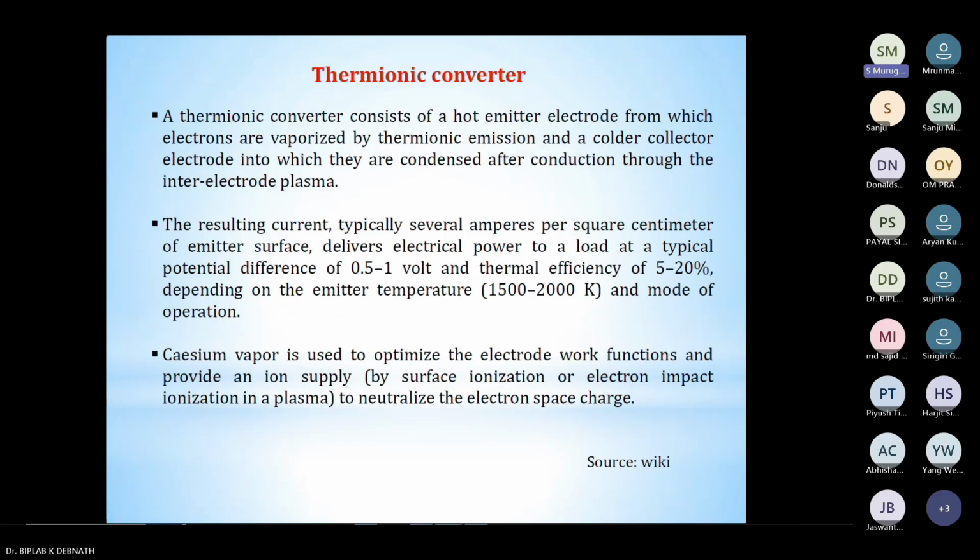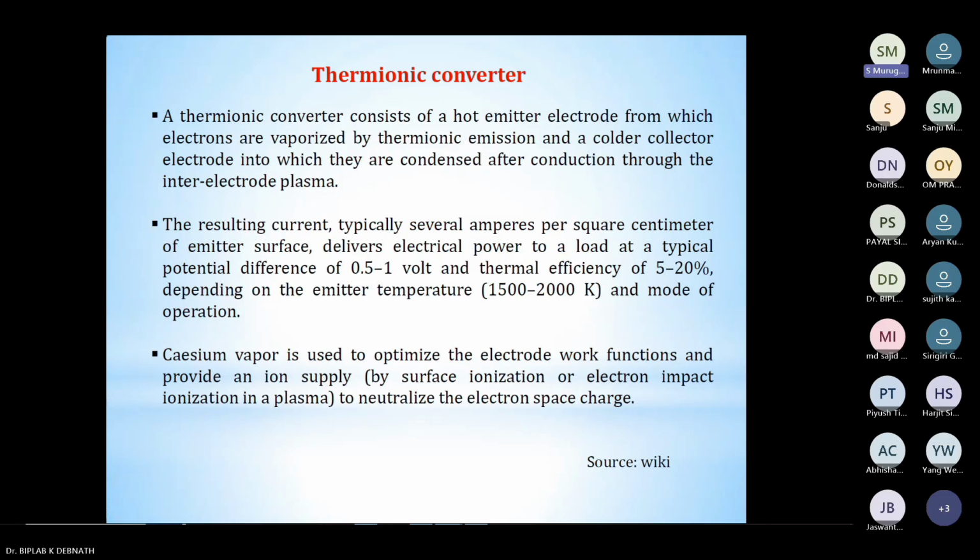And of course, we have one more device called a thermionic converter that consists of a hotter emitter electrode from which electrons are vaporized by thermionic emission, and a colder collector electrode into which they are condensed after conduction through the inter-electrode plasma. By doing this, we can get some electrical power from this system. Normally we get it in the form of current, typically several amperes per square centimeter of emitter surface.